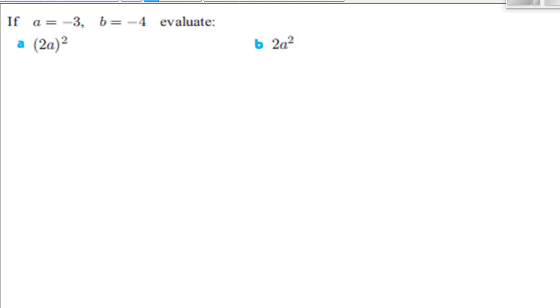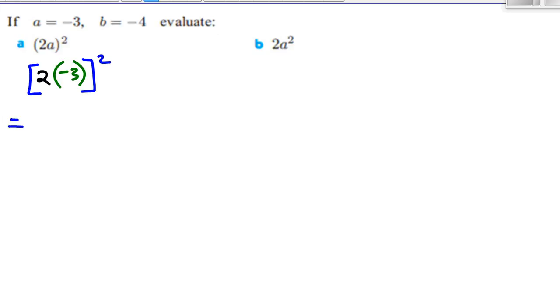Okay, here is another example. 2a squared. So what I'll do here, before I substitute, these brackets, I'll draw them that way, just to avoid the confusion here. And then I have 2. Then I'll use these brackets to substitute whatever a is. So a is negative 3. And then I'll use those brackets to close whatever I have.